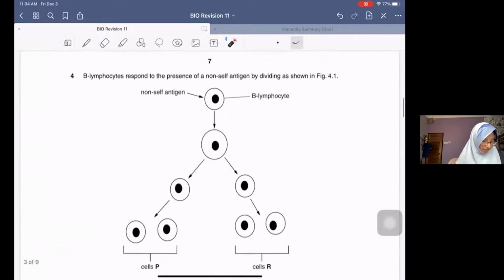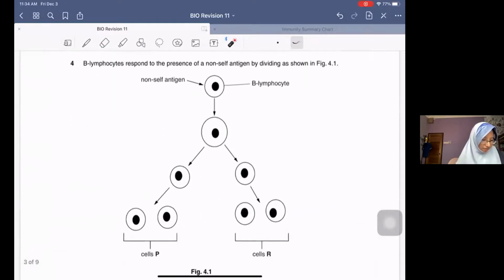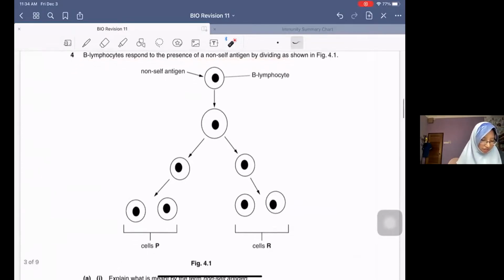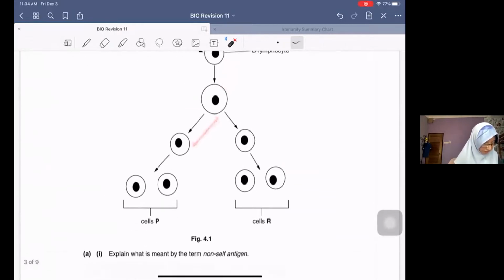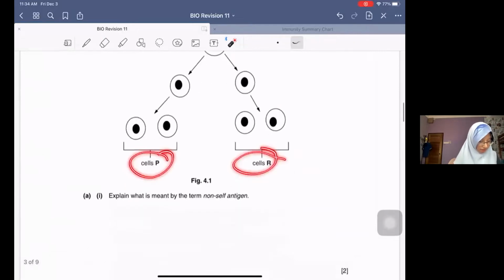So next question is about B lymphocytes responding to a non-self antigen as shown here. So here, this is a non-self antigen, so of course, they will elicit an immune response. This is a B lymphocyte, so it starts to divide. We call the cells P and cells R.